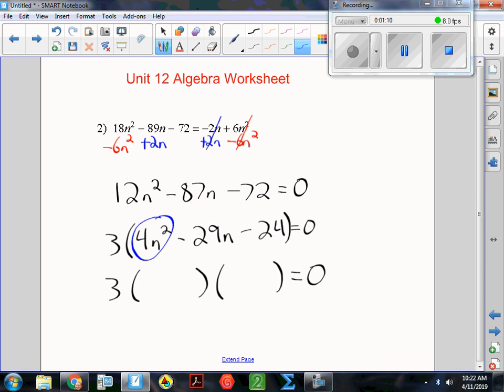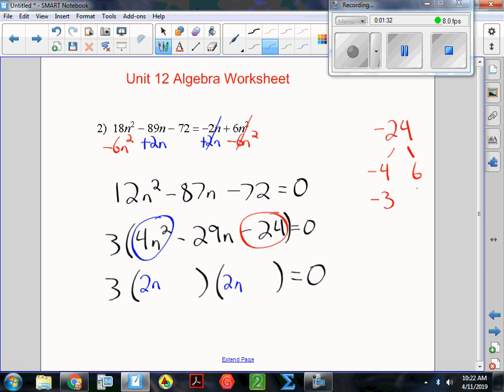For 4n squared, I could be using 2n and 2n, or 4n and 1. I'm going to start with 2n and 2n. Then I'm looking at factors of negative 24. Some of you guys really need to make a list of factors. So the first one that comes to mind is 4 and 6. I'll make one of them negative.